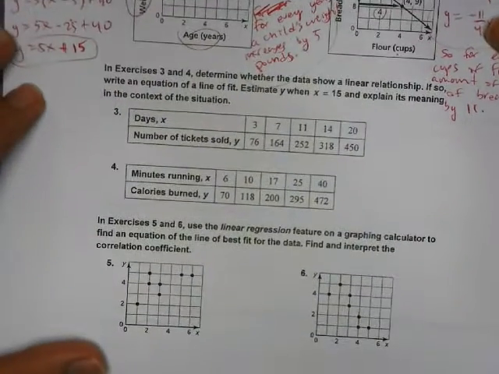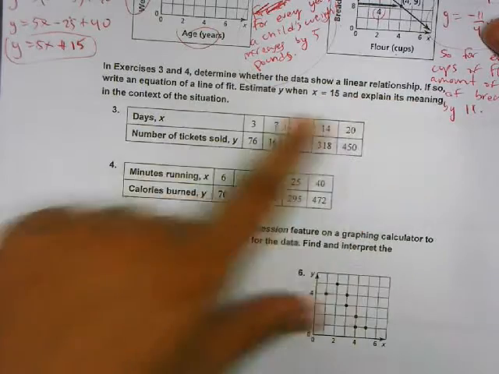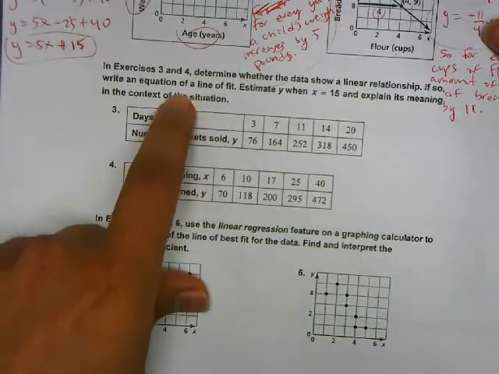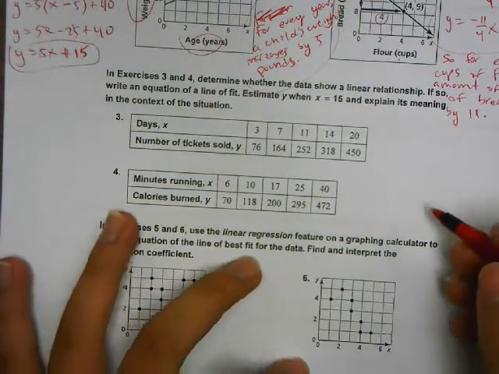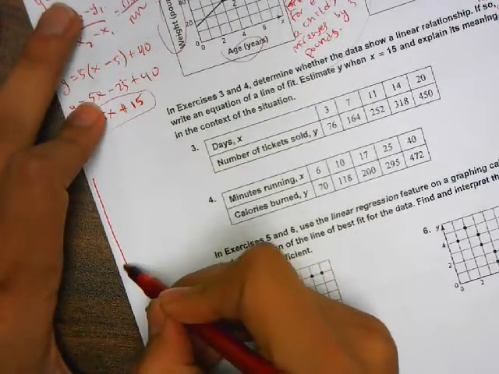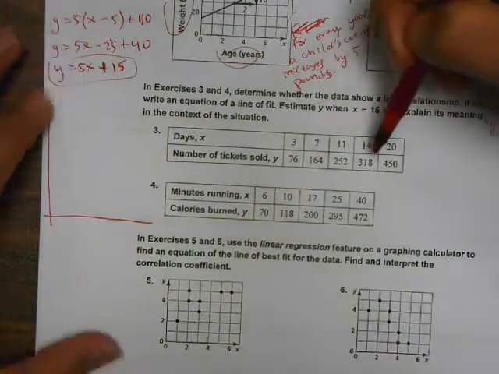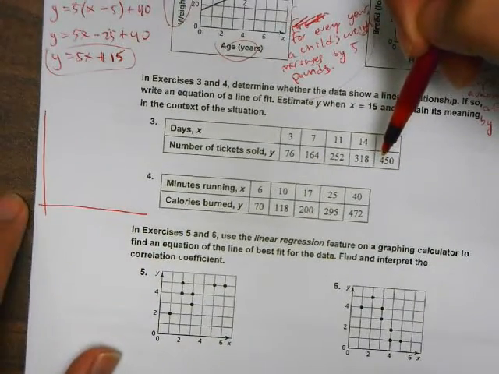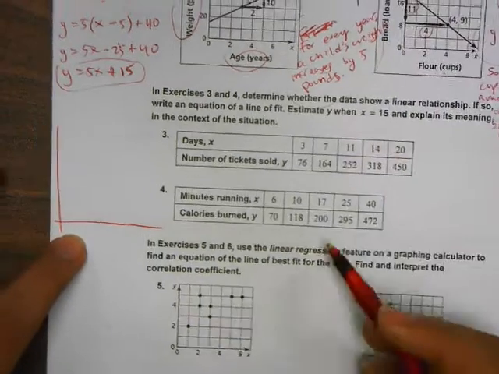Alright, moving on, number 3. Here we have to determine if the data shows a linear relationship, and then write the equation of a line of fit. Alright, so let's do that first. Number 3, I'm going to do right here. First, let's draw our little graph. Now, they're all positive, so I don't even have to worry about the negative side of the coordinate plane. I only have to worry about the positives.